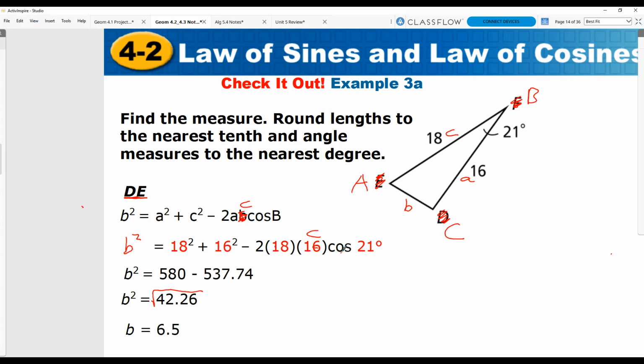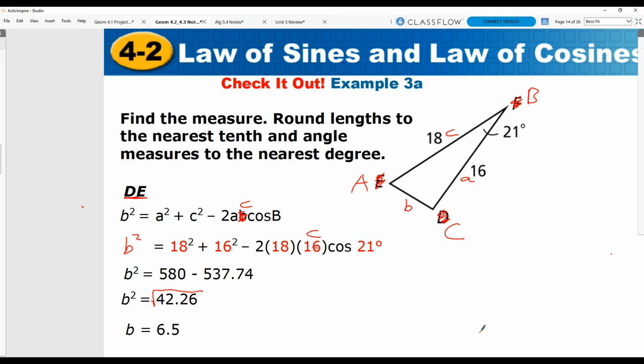Now it's just calculating. This would come out to 580. 2 times 18 times 16 times cosine 21 gets us 537.74. Then we just subtract them, and we would get 42.26, but that's b squared. So you got to do one last step. You got to square root that, and your b comes out to 6.5. That would be your answer for b. Take a look at that math, see what happened there. If you missed a step or somehow didn't get that calculation, recheck it and see what you got.